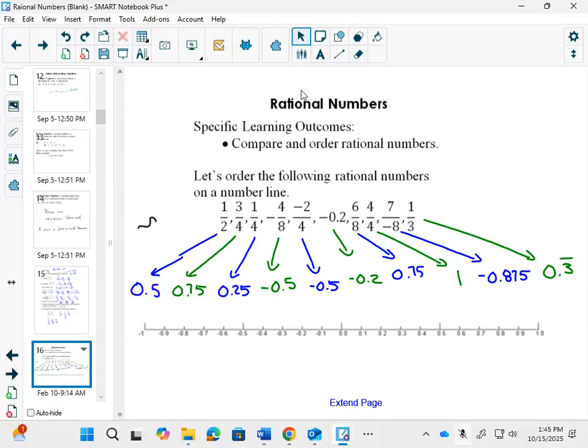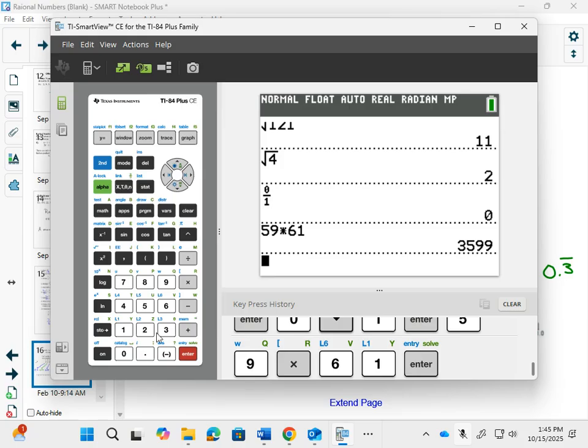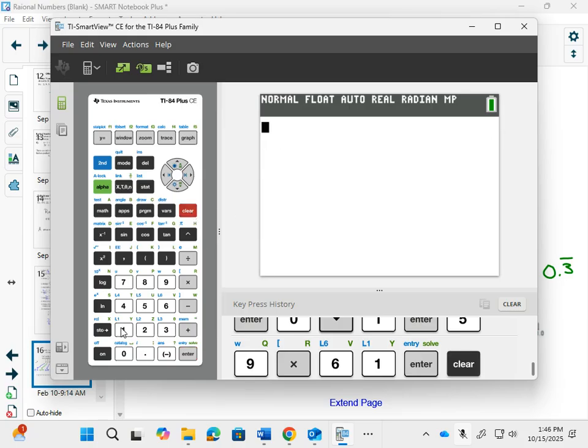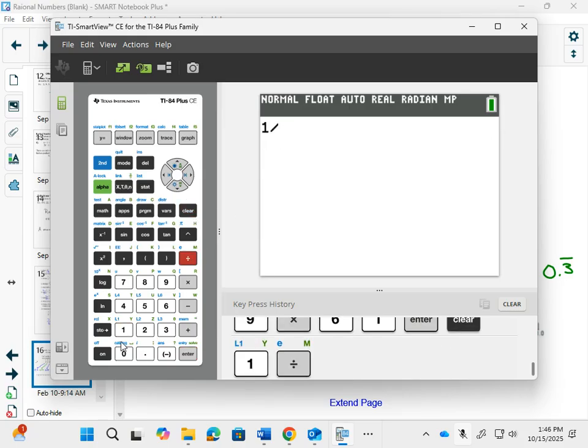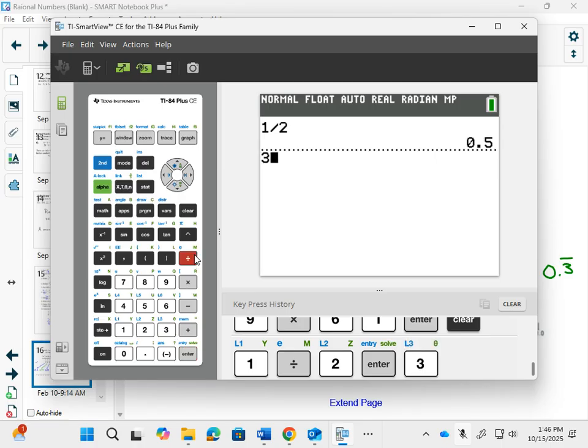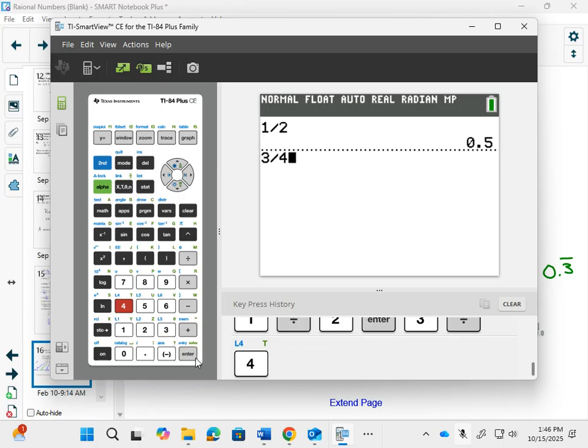So when we have a fraction, and I'm getting you to write all of these decimals down, you can find out what the decimal is with your calculator. So if I go to my calculator and I write 1 divided by 2, that's the fraction 1/2. If I push enter, it tells me it's 0.5. If I do 3 divided by 4, it tells me it's 0.75.